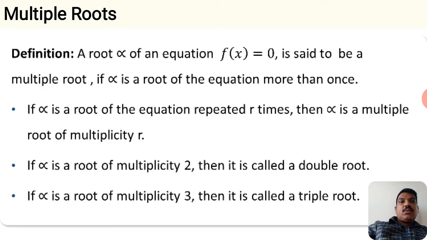If alpha is a root of the equation repeated r times, then alpha is a multiple root of multiplicity r. That means if alpha is a root repeated 2 times, then alpha is a multiple root of multiplicity 2, and it is called a double root. If alpha is a root of multiplicity 3, then it is called a triple root.